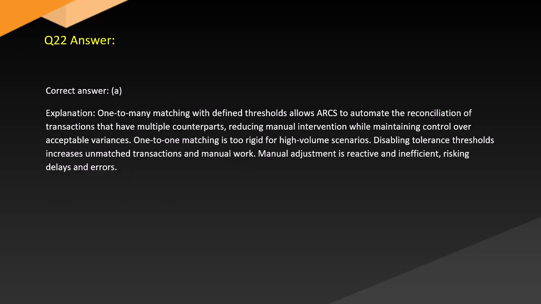Answer. Correct answer: A. Explanation. One-to-many matching with defined thresholds allows ARCS to automate the reconciliation of transactions that have multiple counterparts, reducing manual intervention while maintaining control over acceptable variances. One-to-one matching is too rigid for high-volume scenarios. Disabling tolerance thresholds increases unmatched transactions and manual work. Manual adjustment is reactive and inefficient, risking delays.